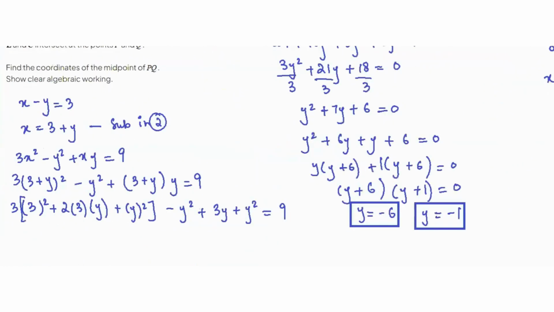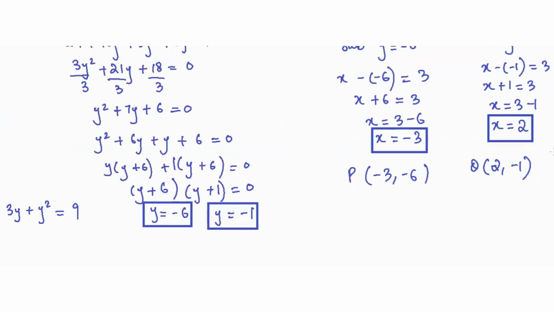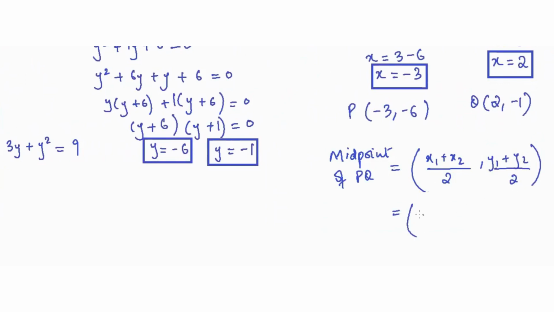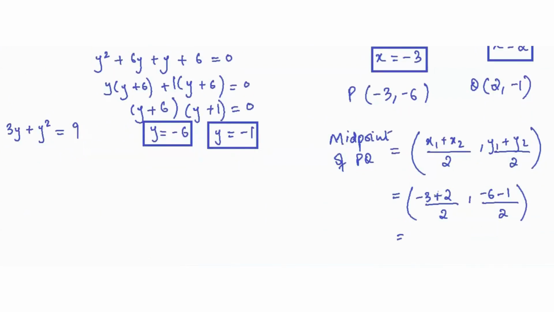Now that we have the coordinates of P and Q, we have to find the midpoint. So the midpoint of PQ is going to be (x1 plus x2) divided by 2, and (y1 plus y2) divided by 2. That's going to be (negative 3 plus 2) over 2 and (negative 6 minus 1) over 2. Negative 3 plus 2 is negative 1, so negative 1 over 2 is the x value. Negative 6 minus 1 is negative 7, so negative 7 over 2 is our y value.